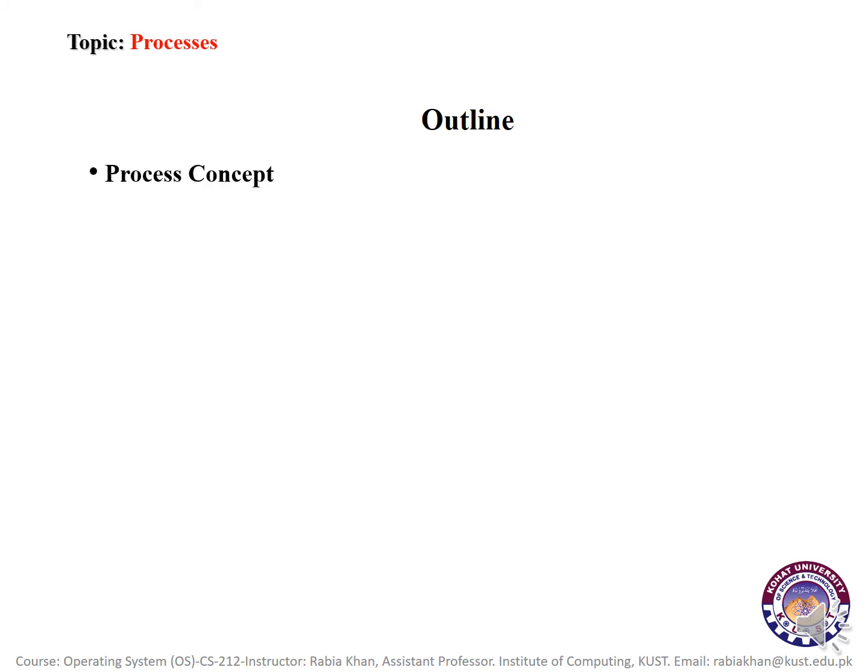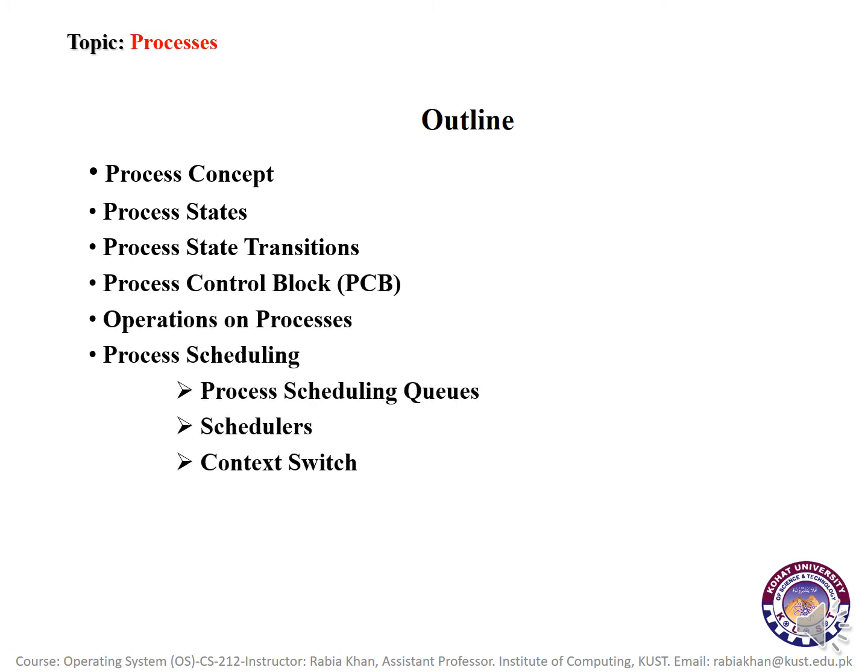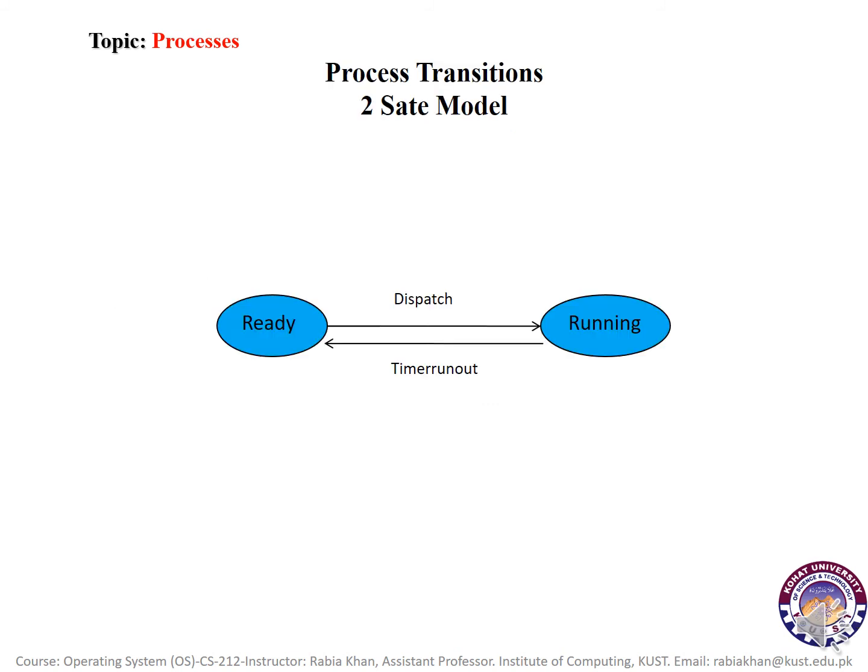The next point that we are going to discuss, after having an understanding of the term process and different states of a process, is how a process changes its state, how the transition between the states is done within a process. So the state transitions along with the diagrams will be discussed next. This is a common two-state transition, a two-state model.